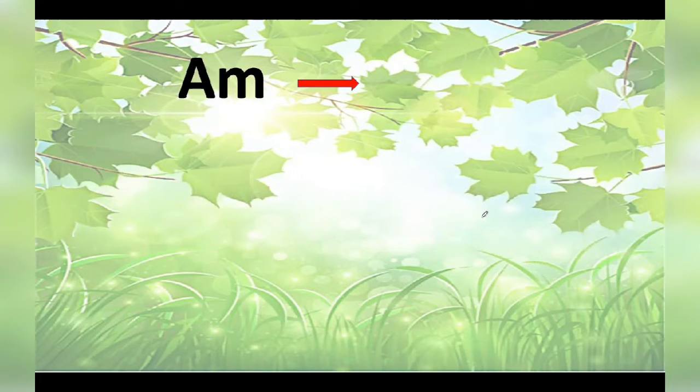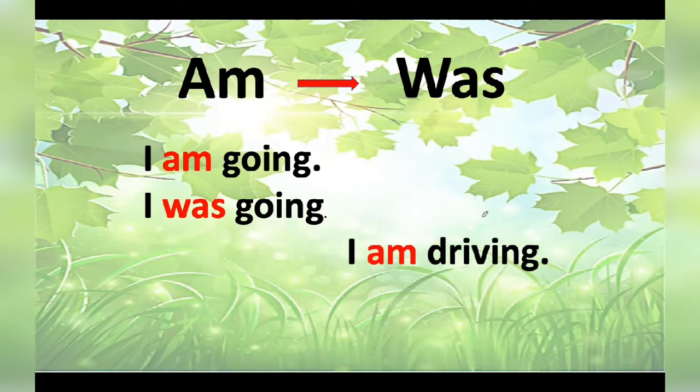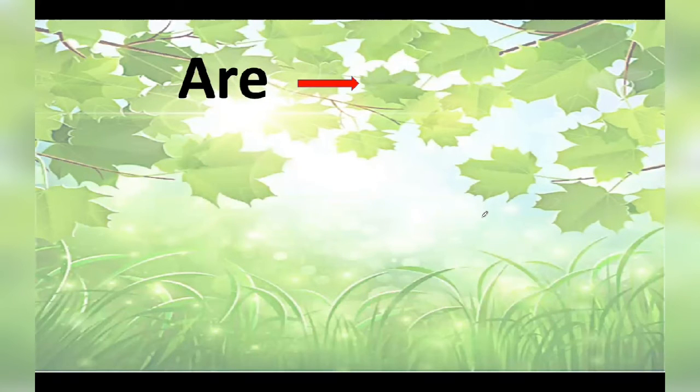Am. The verb "am" will be changed into was. Okay? Here, let's just have the example. I am going. I was going. I am driving. How will it be changed into past? I was driving. I am driving. I was driving.